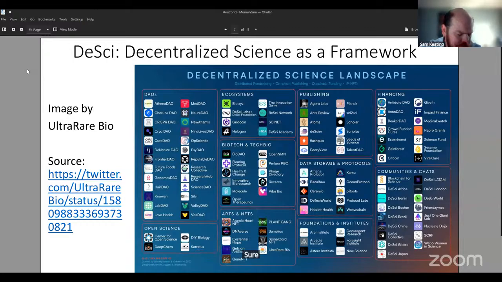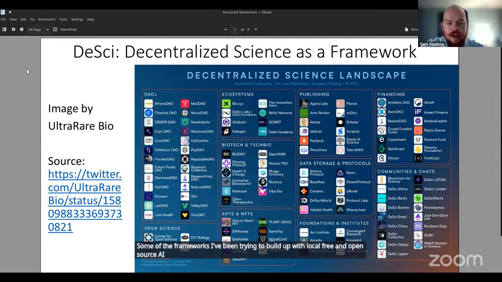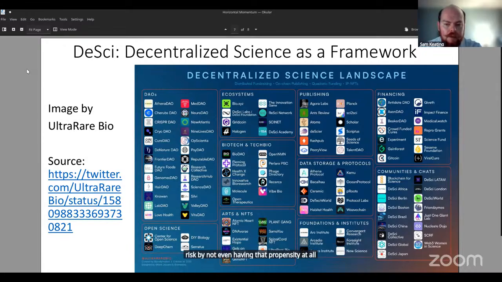Sure. I mean, certainly, some of the frameworks I've been trying to build up with local, free, and open source AI, and especially trying to lean more heavily into natural language processing without LLMs or even foundation models, so you can circumvent the hallucination risk by not even having that propensity at all. It's important to be able to read and parse large volumes of text with automation help, as well as to handle grappling with what has been generated with Gen AI.